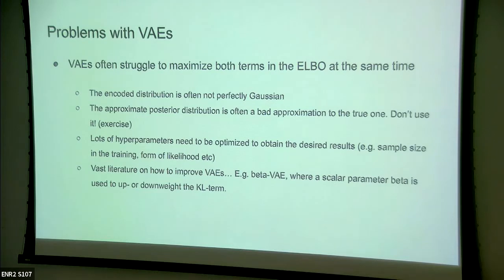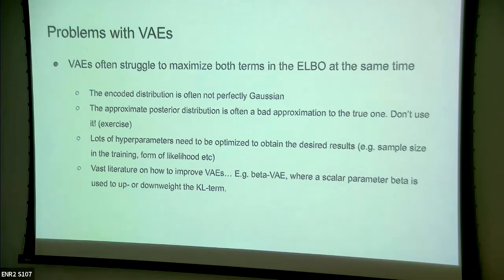And then another thing is that because we have this imbalance between the two terms in the ELBO, there's often a lot of hyperparameters in the training that you have to optimize to get really good results. So for example, how many samples do I draw from Q every time I evaluate my ELBO? What kind of noise level do I set in my Gaussian likelihood? All of this will have an influence on the balance between the two terms and will lead to different outcomes.